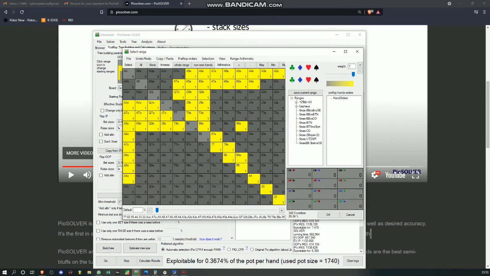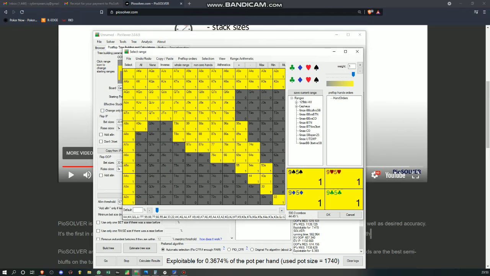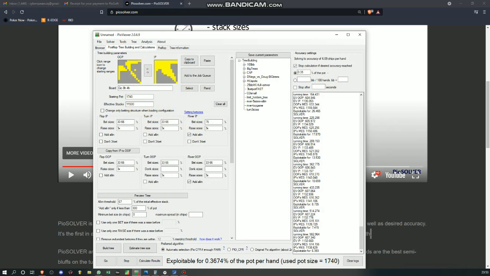So this is how the calling range looks like, and the button open range, raise first in range, looks like this. Around 44.49% of combos is what he would be opening from the button, a standard button. So this is how the range looks like.